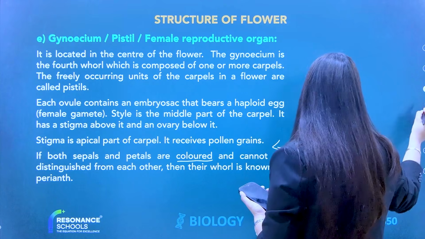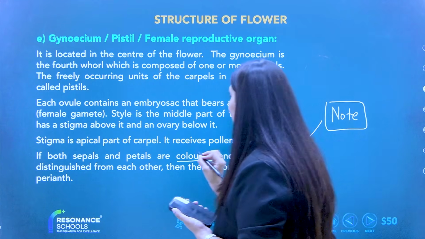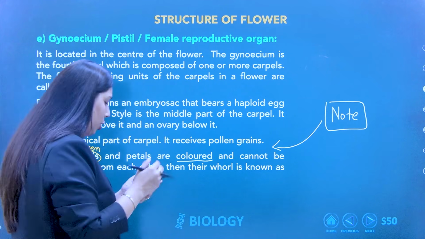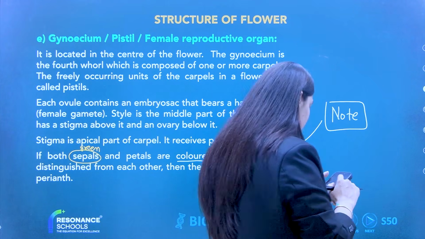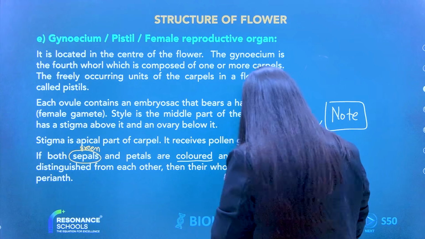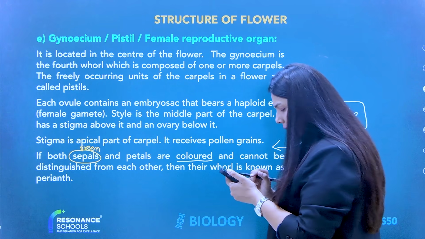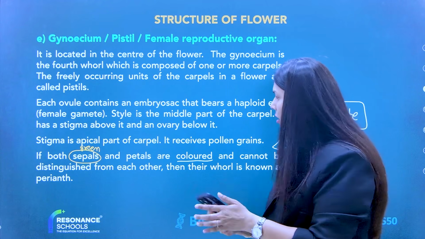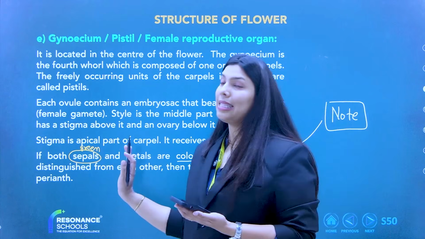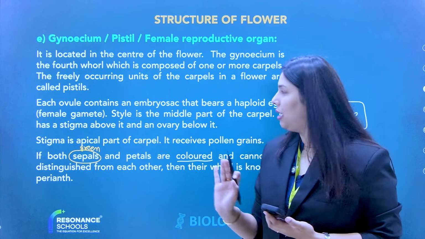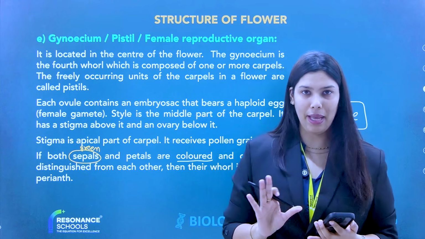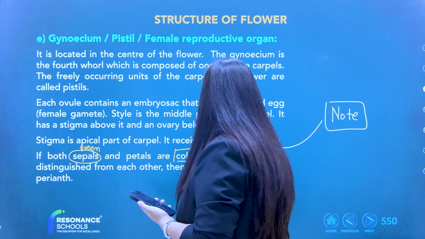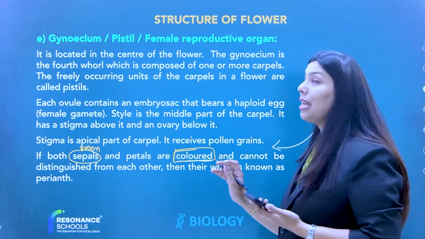We have told you that sepals are green in color. Am I right? This has been told to you. Oh my God, how many messages. So sepals are green in color, and petals were something colorful. But now I am telling you, if sepals and petals both are colored and cannot be distinguished.